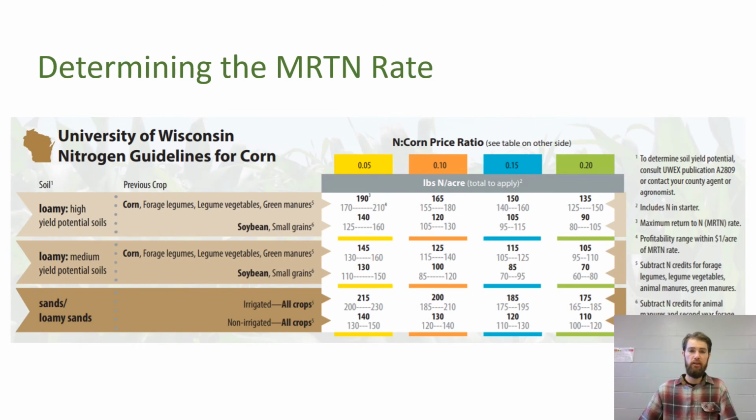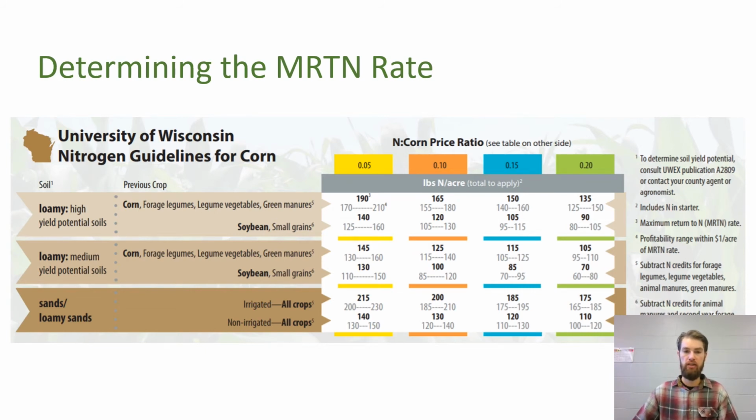So after we've calculated our MRTN ratio, we can look at the University of Wisconsin nitrogen guidelines for corn, or look at A2809, which will both be linked in the description, to then determine the actual rate that we should be supplying to our crop, depending on what our previous crop in rotation was, our soil type, and the productivity level of our soil. So that's getting the actual rate that you should be using if you're calculating it by hand.